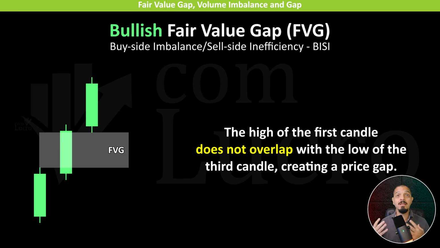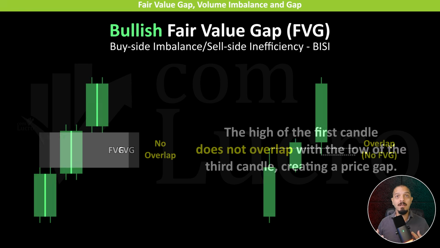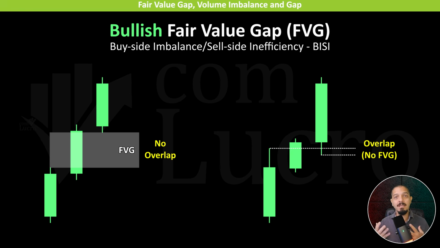To make this clearer, let us compare two price movements, one where a fair value gap is present and one where it is not. On the left, there is no overlap between the upper shadow of the first candle and the lower shadow of the third candle, which creates a fair value gap. On the right, the upper shadow of the first candle overlaps with the lower shadow of the third candle.